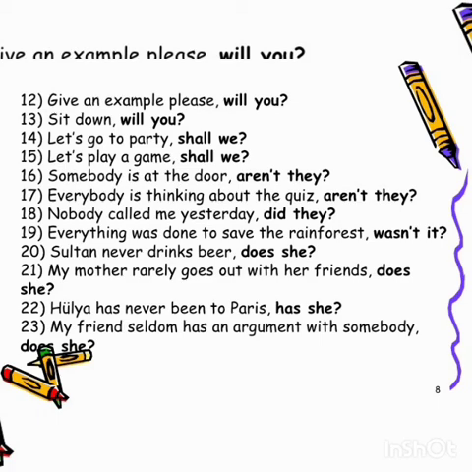Sultan never drinks beer, does he? So never represents a negative meaning, so the tag should be positive. So does he? My mother rarely goes out with her friends. Does she? So rarely, never, scarcely, all these words denote a negative meaning, so the tag will be positive. Halia has never been to Paris. So has is there, never is there, so negative meaning. So we are using the positive tag, has she?